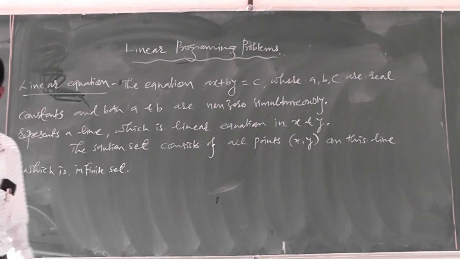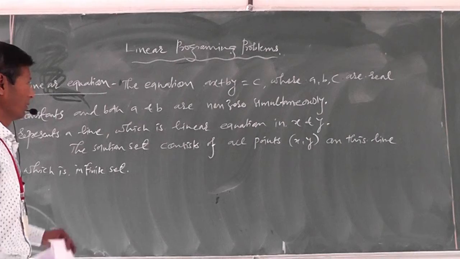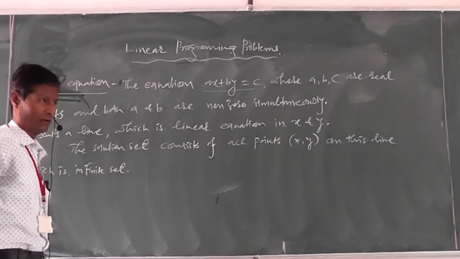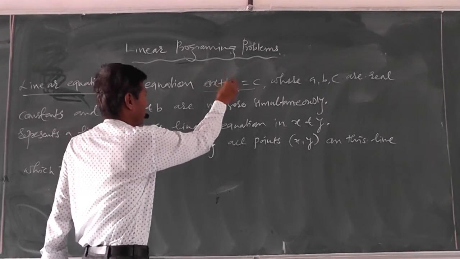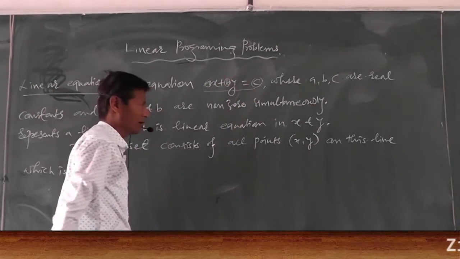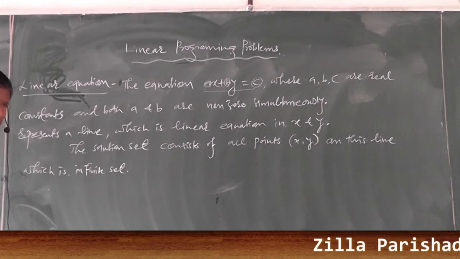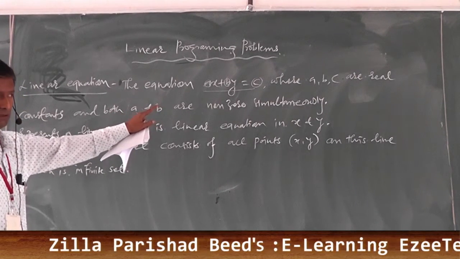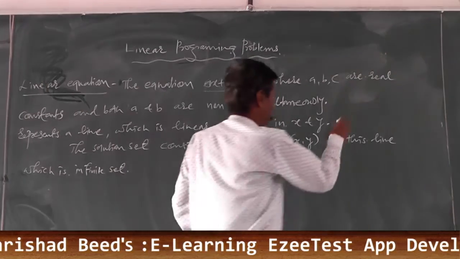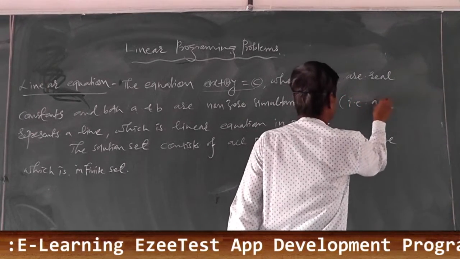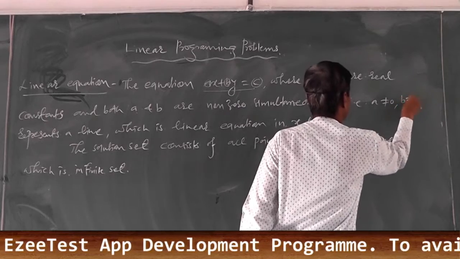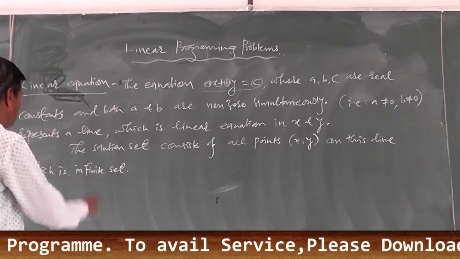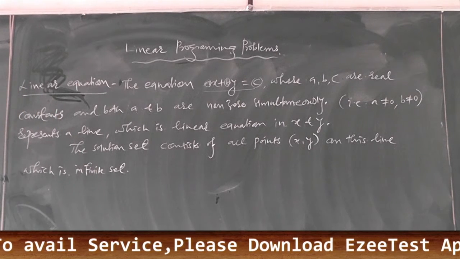This is a linear equation. AX plus BY is equal to C, where A, B, and C are real constants, and both A and B are non-zero simultaneously. That is, A is not equal to zero, and B is not equal to zero. This definition is linear equation.